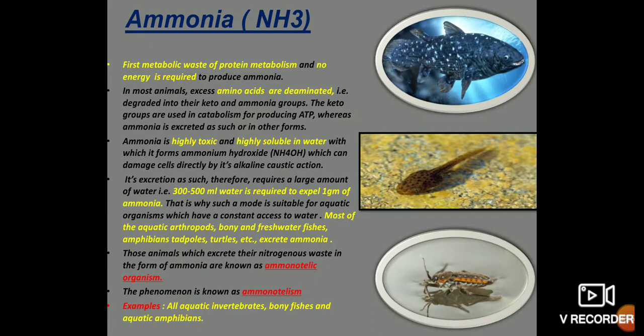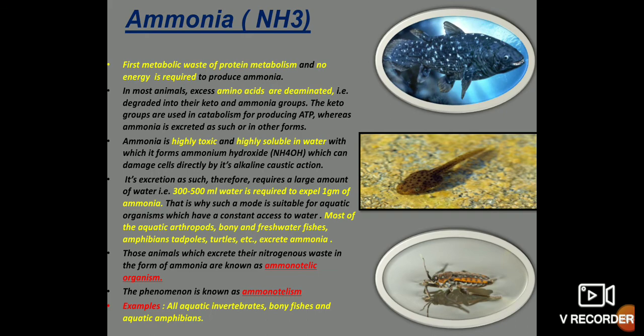Now the second one is ammonia. It is the first metabolic waste of protein metabolism and less energy is required to produce ammonia. In most animals, excess amino acids are deaminated, that is degraded into their keto and ammonia groups. The keto groups are then used in catabolism for producing ATP, whereas ammonia is excreted as such or in other forms. It is highly toxic and highly soluble in water, with which it forms ammonium hydroxide, which can damage cells directly by its alkaline caustic action.